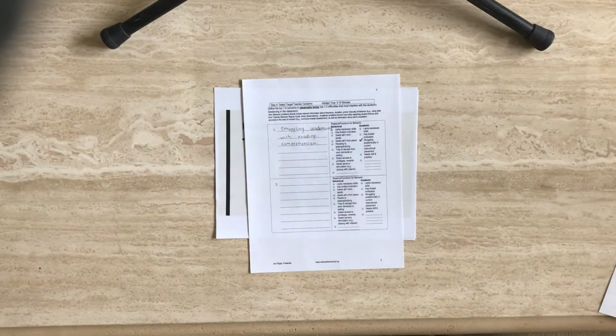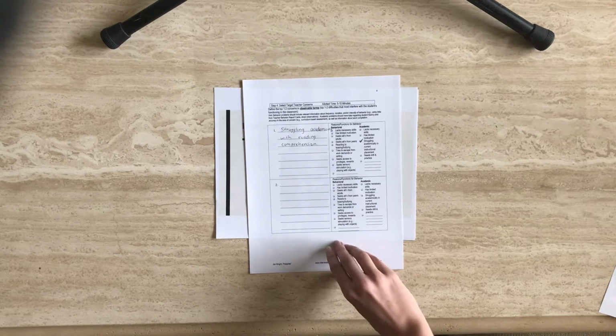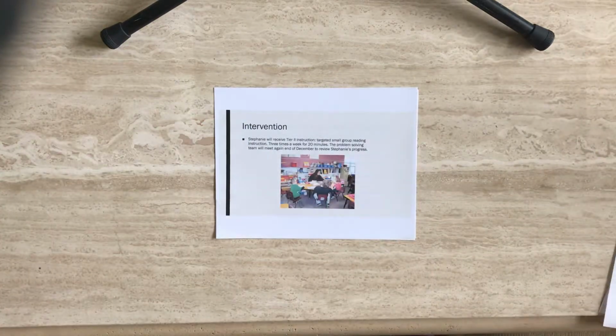Step 4 lists behavioral and academic behaviors. Stephanie needs academic support because she is struggling with the Tier 1 reading instruction. Finally, the problem-solving team discusses the types of intervention.